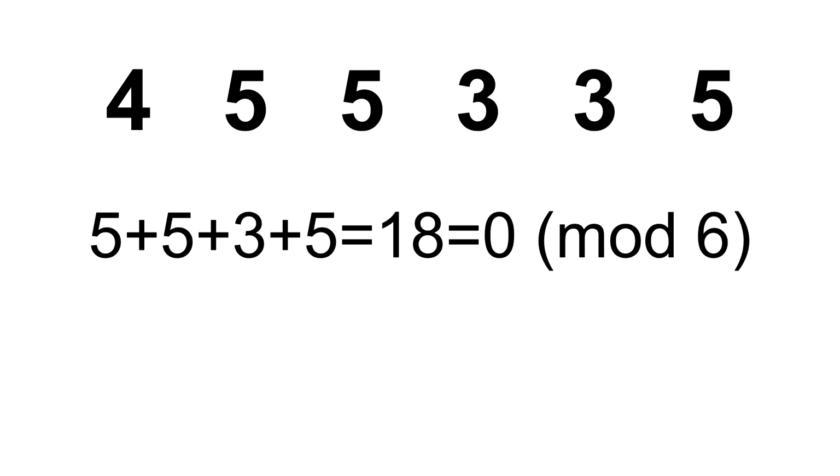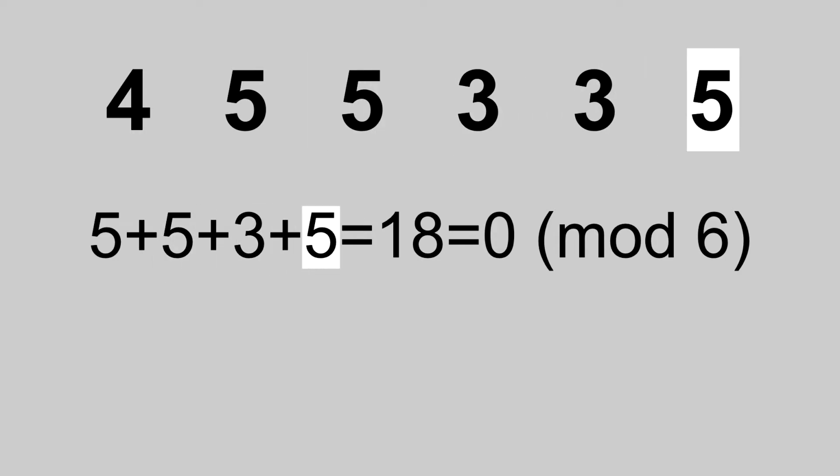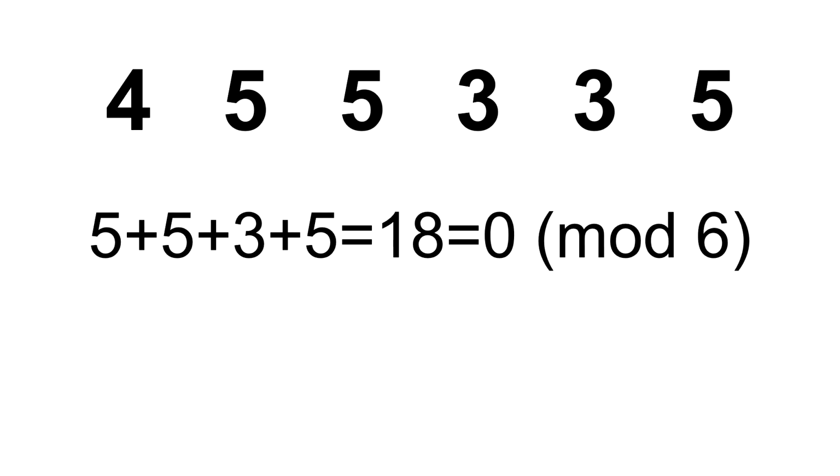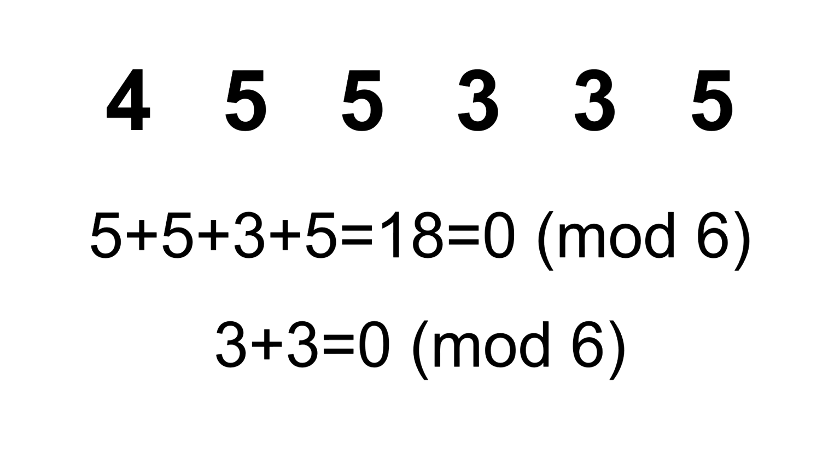Let's look at a small example. So we have 4, 5, 5, 3, 3, 5, and we need a zero-sum subset modulo 6. One of the solutions is 5 plus 3 plus 5 plus 5 equal to 18, which is equal to 0 modulo 6. But there are other solutions like 3 plus 3 equal to 0 modulo 6. Now you can pause the video and think how you would solve this problem if you were given a million numbers.